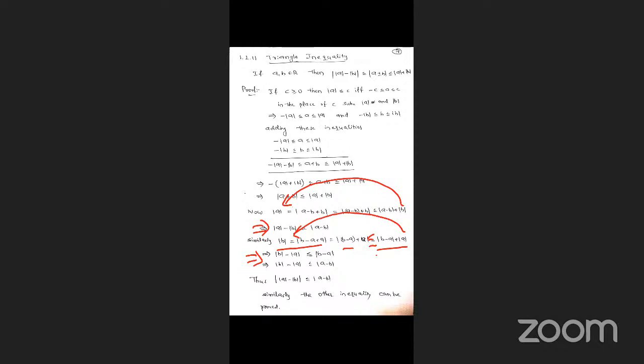Thus, by these two, we will get how much here? Mod of mod A minus mod B is less than or equal to mod of A minus B.